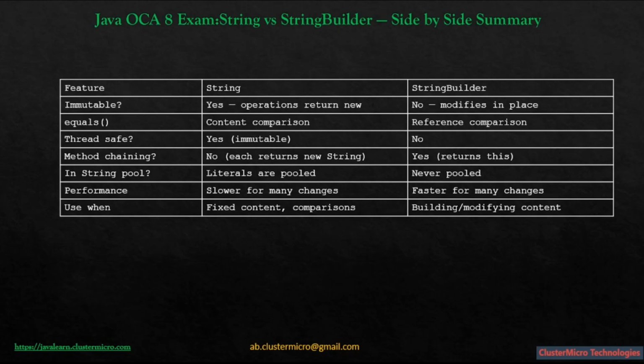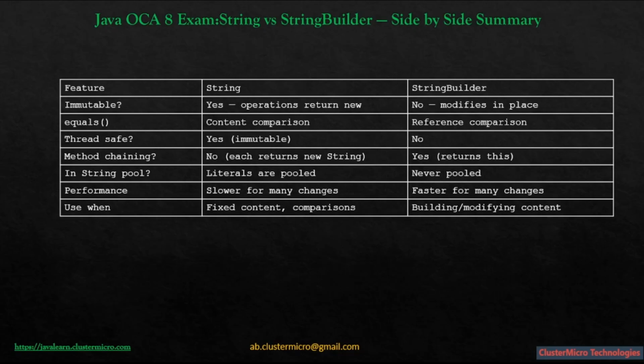Two separate string objects with the same characters are equal, and StringBuilder does not override equals. It inherits Object's equals, which compares references, memory addresses. Two separate StringBuilders with identical content are not equal according to equals. So this is the most surprising row in the table and the most tested on the exam.